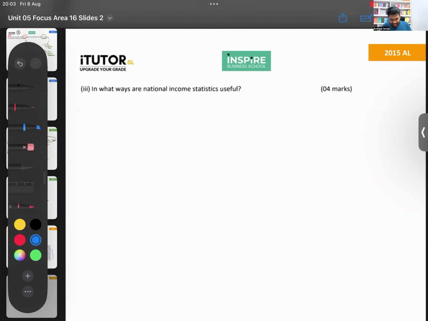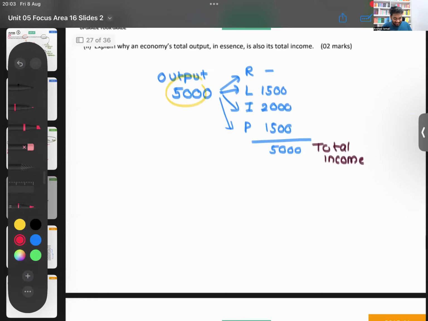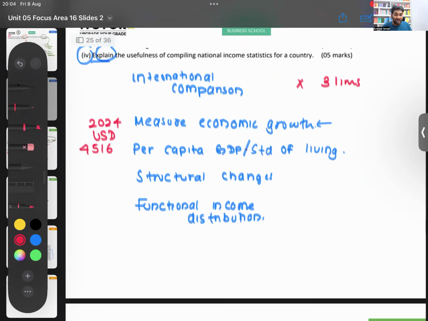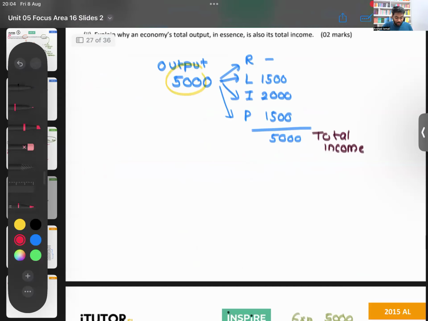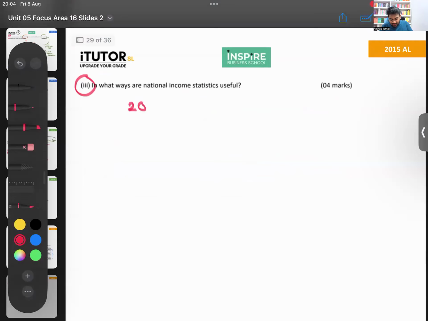Same thing. Now here they're asking you, in what ways are national income statistics useful? So what should you write? The same thing that you wrote for the usefulness of national income accounting. There they asked to explain. In the latest question, they're asking in what ways. You don't have to explain, because the question verb is not explain. They're just asking in what ways it is useful. So even if you write points, that should be enough. The same answer which you wrote in a paragraph format, you can now write in a point format here. So I'll say 2011, same answer you can copy and paste.